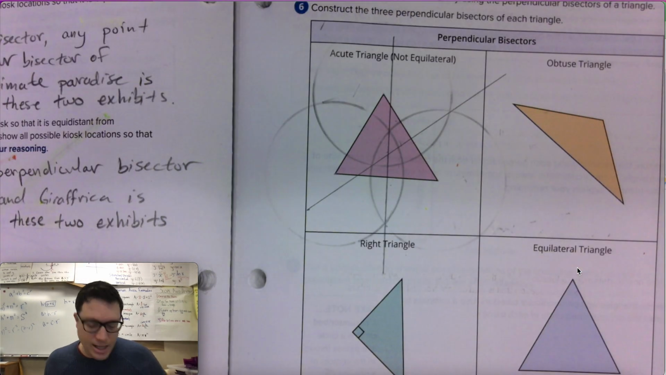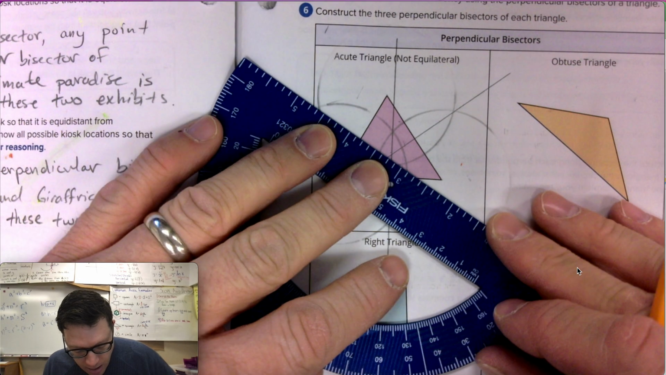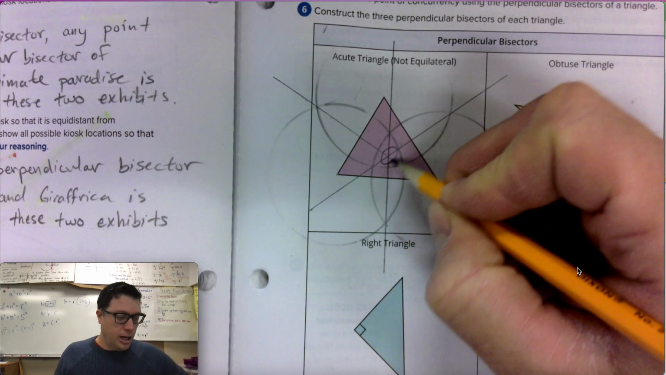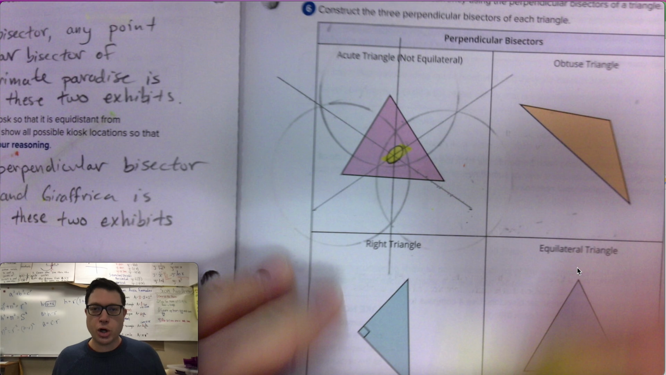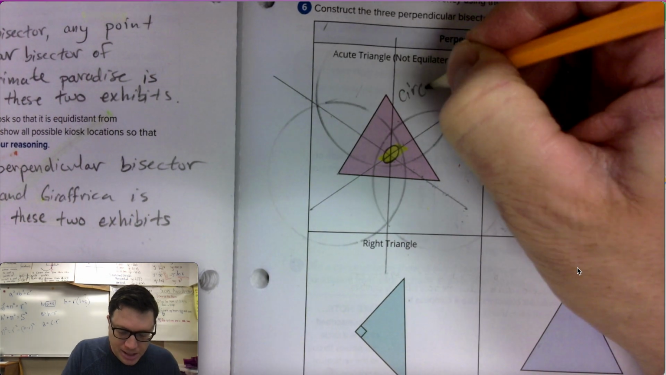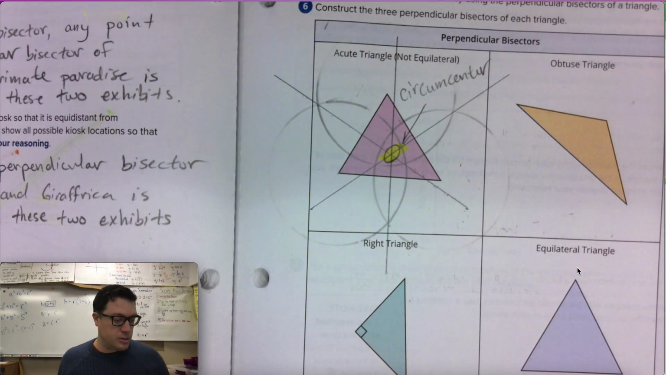There are 3 sides to the triangle, so there must be 3 lines that cross. And look at where they all cross, highlight it, because this is the circumcenter. C-I-R-C-U-M-C-E-N-T-E-R. Circumcenter. All 3 lines cross in the same spot.